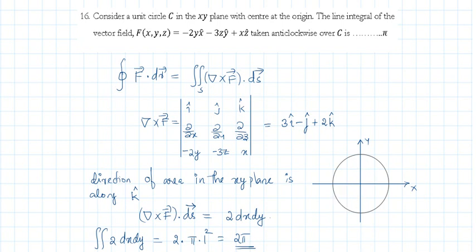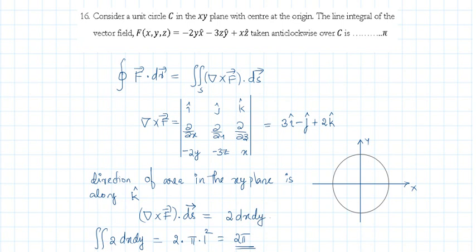So when you take del cross F dot dS, you will simply get 2 dx dy, because the area is along k cap. When you take the dot product, only this term survives, 2 dx dy. The other two terms will vanish. So del cross F dot dS is simply 2 dx dy.